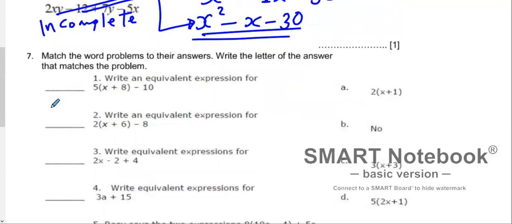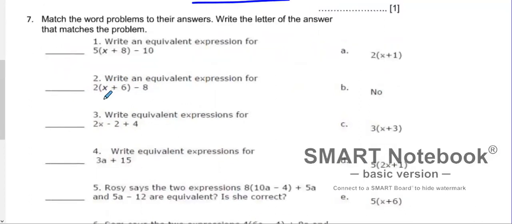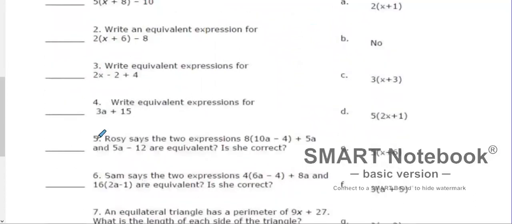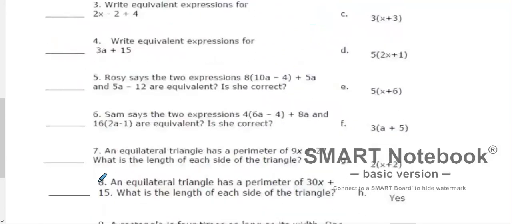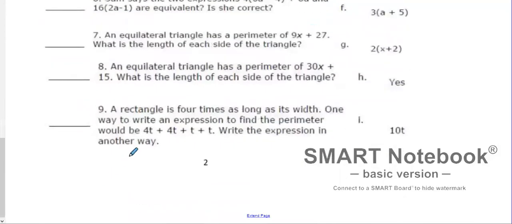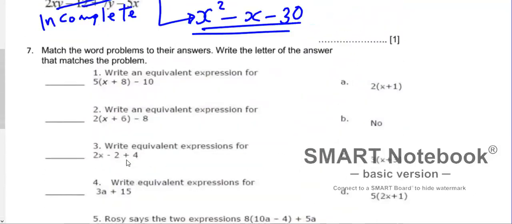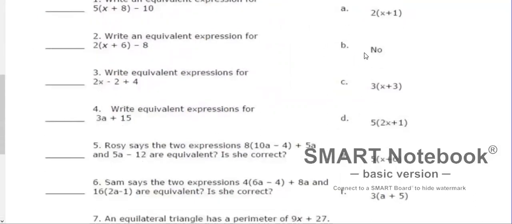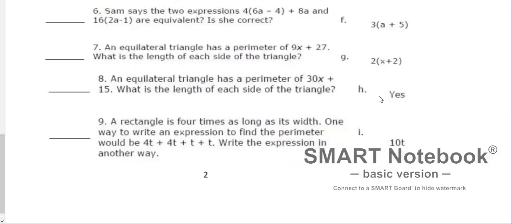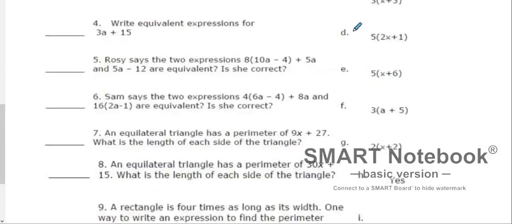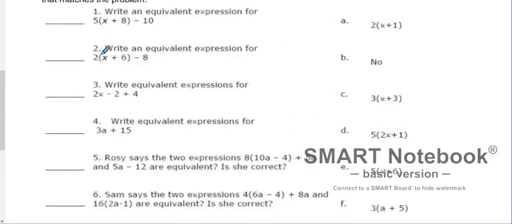Question number 7 is to match the word problems to their answers. You are given the word problems. You can see we have how many word problems? We have 1, 2, 3, 4, 5, 6, 7, 8, 9. We have 9 word problems. Against these 9 problems, we have the answers, which have to be matched with these word problems.